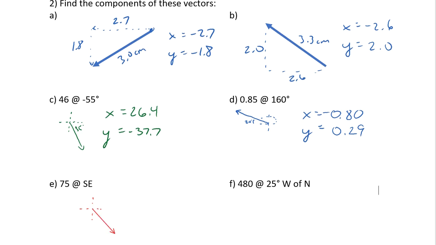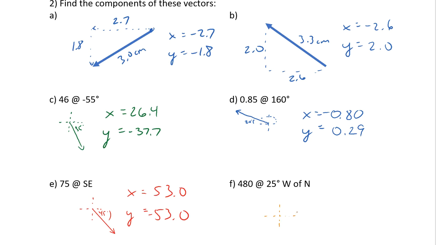The nice thing is, since it's right at the 45, I know that my x and y components are going to be the same. So when I find my x component, it's going to be the same for my y component. So if I do the 75 cos of 45, I've got a component of 53.0, and this one's also going to be 53.0. It's going to the right, so my x component's positive, but it's going down, so my y component would be negative.